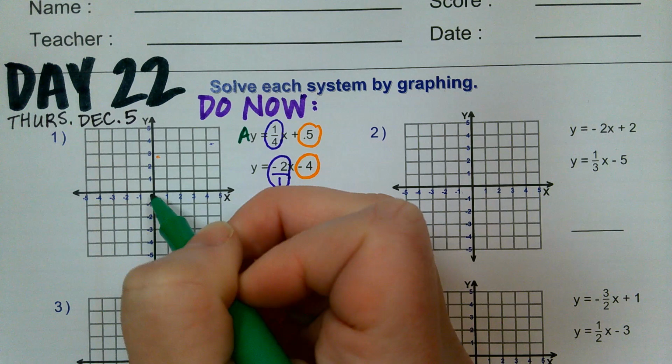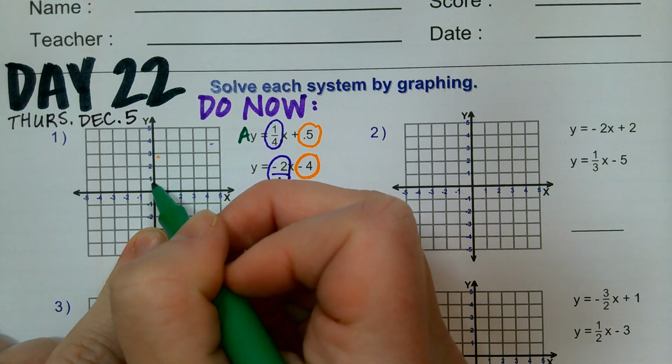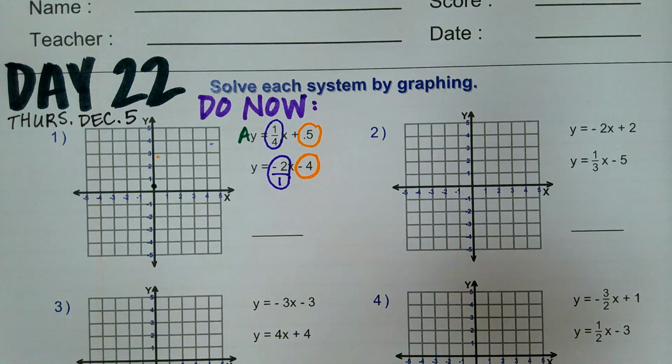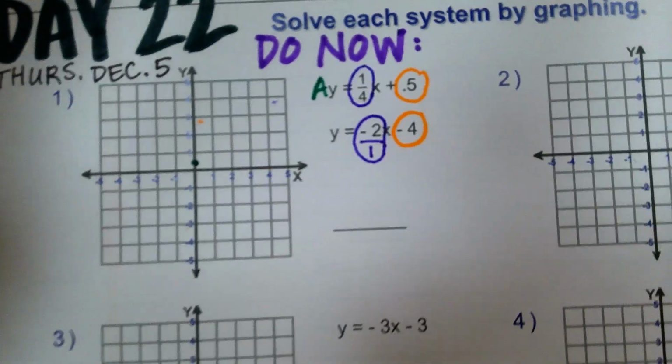Between 0 and 1, the positive direction. Right here. Good. And these are so tiny. I'm going to zoom in as much as I can.